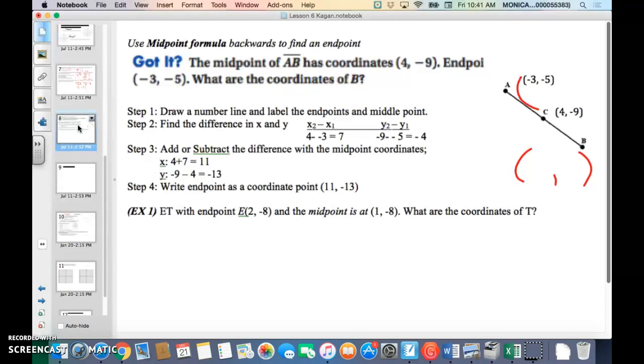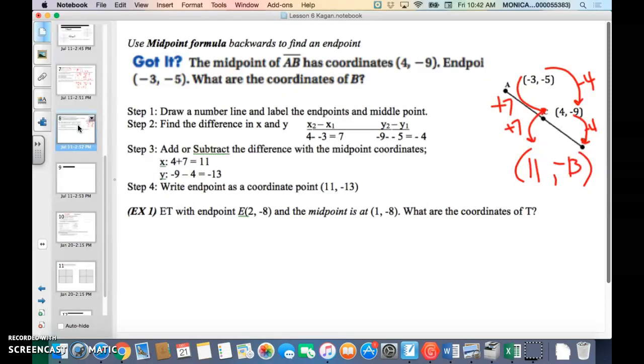How do you get from negative 3 to 4? Well, you add 7. So you're going to take 4 and add 7, which is 11. And then here, how do you get from negative 5 to negative 9? You subtract 4. So now you're going to go from here and subtract 4 more, and 9 minus 4 is negative 13. So you're just kind of working backwards.